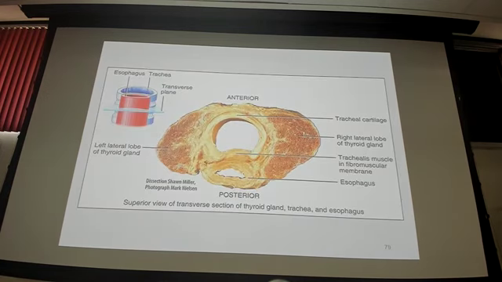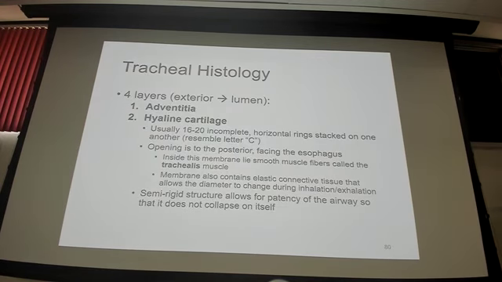So looking at this, we have the back of the tracheal ring. This is the trachealis muscle, and the anterior portion of the esophagus sort of sits in that groove. So the tracheal cartilage really does, in certain respects, give some protection and structure to the esophagus itself as well, okay? Layers of the tracheal histology is not that exciting.